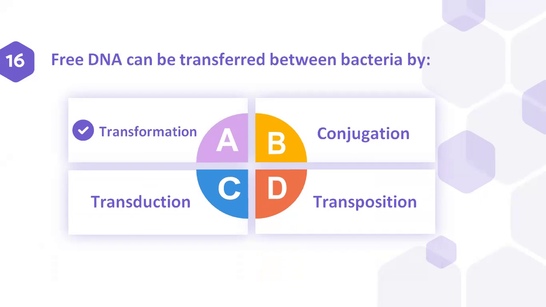And if you see the other option, conjugation. What is conjugation? It is the process of transfer of DNA from the F plus cell to the F minus cell. So genetic material is transferred from the F plus cell to the F minus cell with the help of the sex pili. With the help of the sex pili, the F plus cell attaches to the F minus cell and they form the conjugation tube.